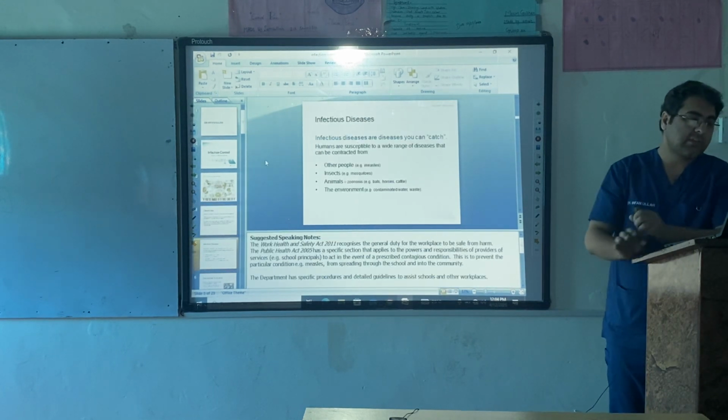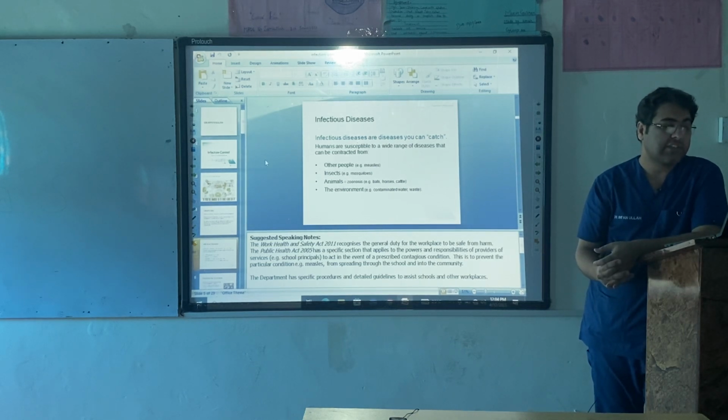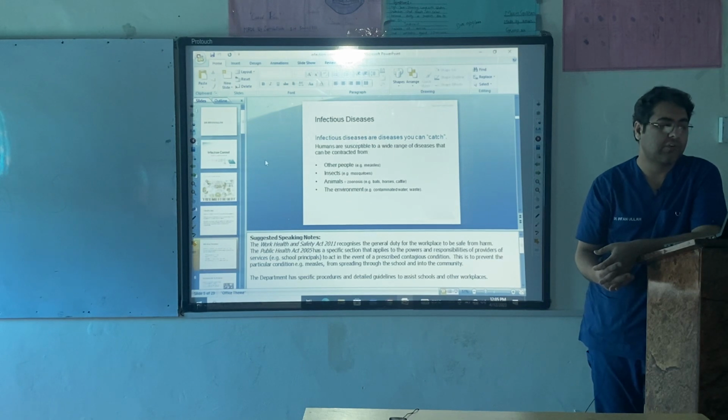Now, what actually are infectious diseases? Infectious diseases are diseases you can catch. Humans are susceptible to a wide range of diseases that can be contracted from other people, for example measles, from insects, for example mosquitoes, from animals, which is zoonosis, for example bats, horses and cattle, and from the environment. You can acquire a disease from the environment as well, for example contaminated water and waste.